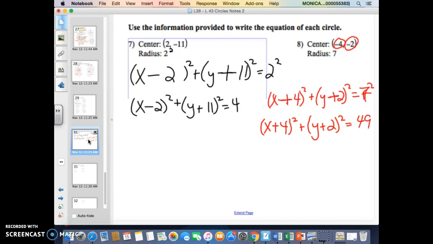And that's pretty much all the basics of circles. So when you are done with this, you can spend your time working on your EOC practice or practicing for the test.